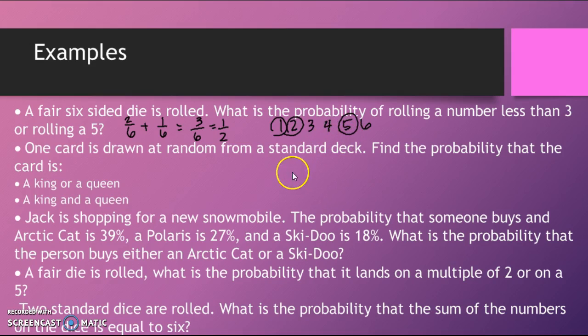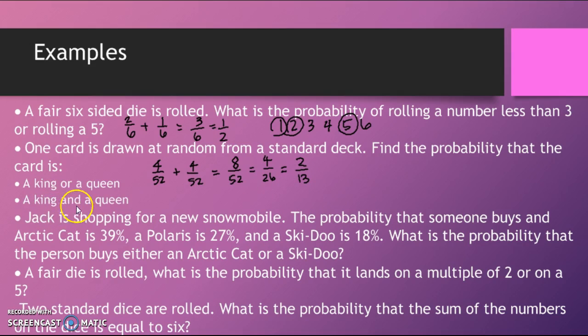For the second one, we have a card drawn at random. We want to find the probability that the card is, first, a king or a queen. There's no way I'm going to get a king and a queen at the same time, so these are mutually exclusive. A king or a queen would become 4 out of 52 plus 4 out of 52. I have 4 kings and 4 queens, so we get 8 out of 52, which we can keep simplifying: 4 out of 26, and 2 out of 13. That's my probability.